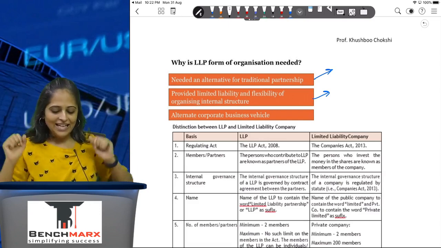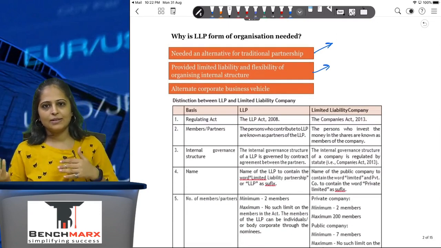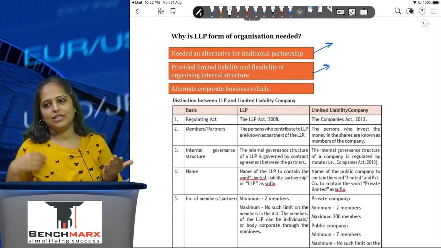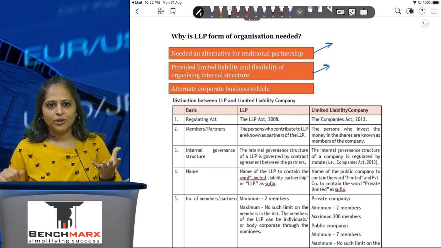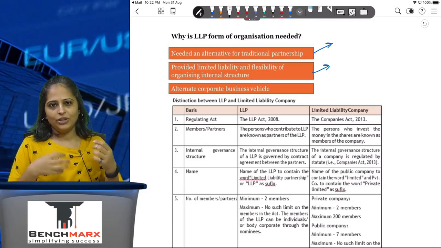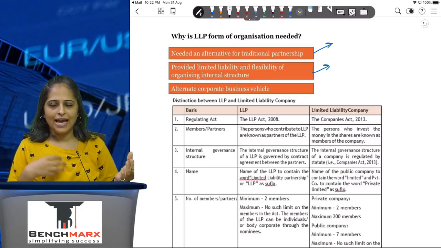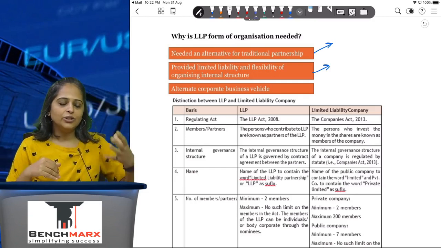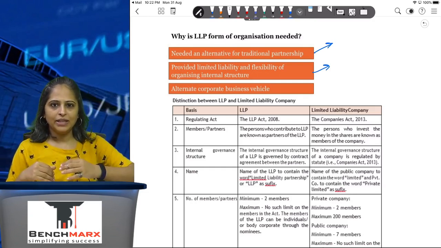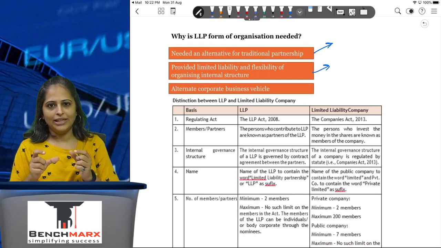Correct? So what are the differences between the LLP form of organization and the partnership form of organization? LLP form of organization, obviously you have to get yourself registered under the LLP Act, and in partnership you have the flexibility of registering or not registering. Here you have to add LLP behind your name.